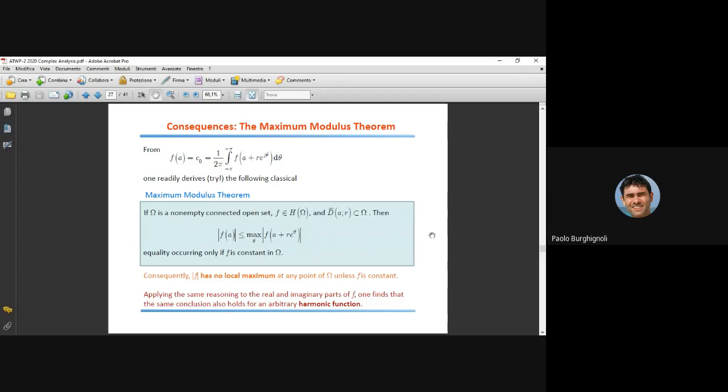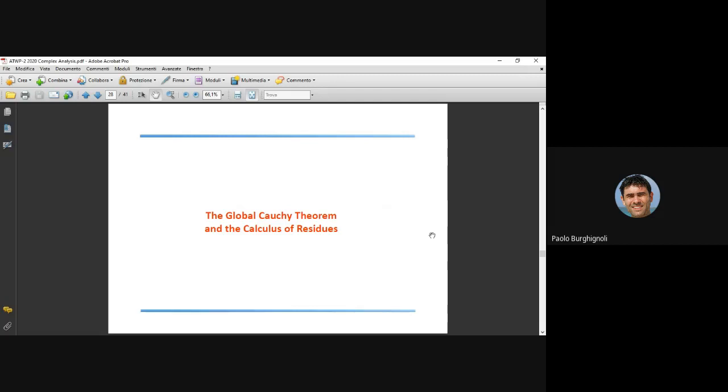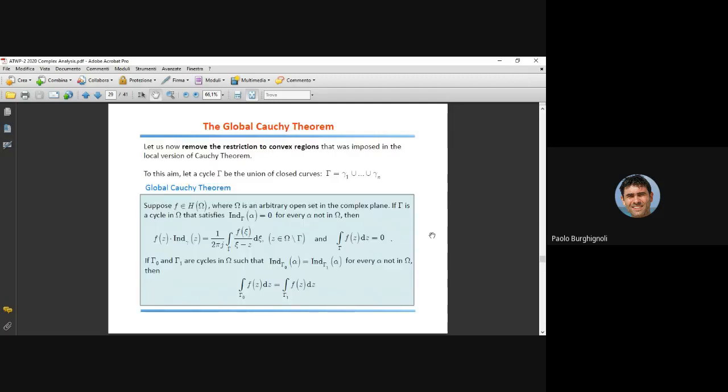Okay, and now in the last part of this lesson, we will address a global version of Cauchy theorem. I remind you that the version of the Cauchy theorem we have been discussing so far was applicable not to any arbitrary open set in the plane, but only to convex open sets. We will now remove this restriction, and in order to do that, let now a cycle Gamma, capital Gamma, be defined as the union of some closed curves, gamma 1 up to gamma n. Okay, so we say that the cycle is a union of some closed curves.